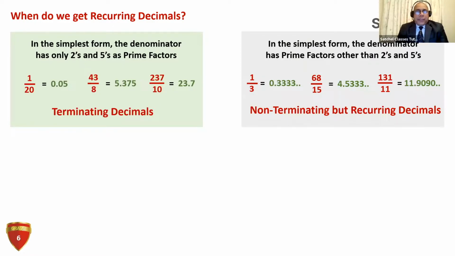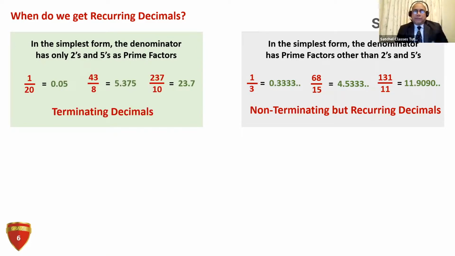On the other hand, if the denominator has a prime factor which is anything other than 2 or 5, we get a recurring decimal, right? 1 over 3, for example, is 0.3333, which means 0.3 recurring. 68 over 15, because 15 consists of 5 and 3, that makes it again recurring, 4.5333. So the digit 3 recurs. Likewise, 131 over 11 gives you a recurring decimal, right? Because 11 is neither 2 nor 5. So we get a recurring decimal, which is 11.909090.